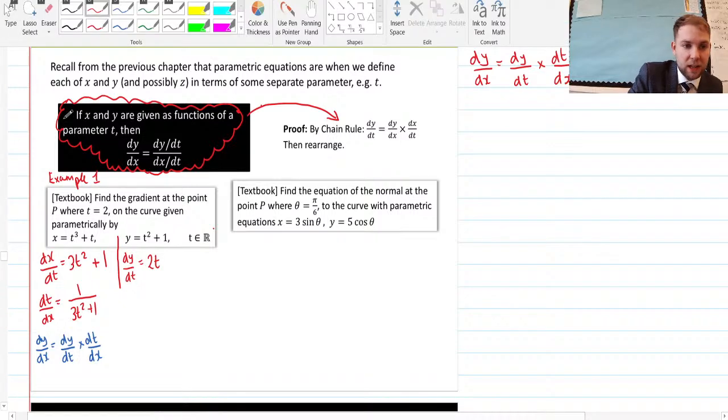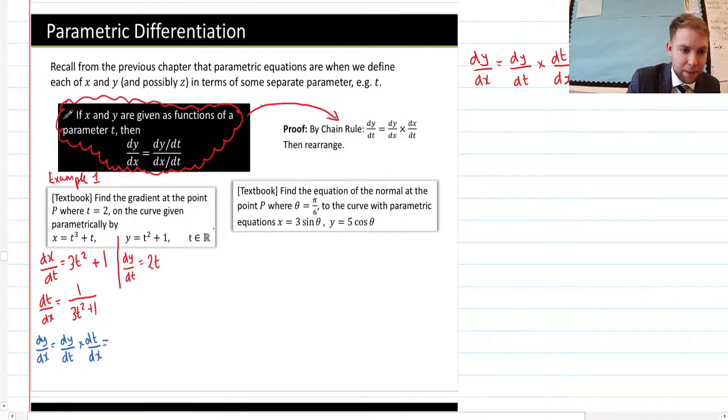So then when I'm actually doing this, dy by dt is equal to 2t times by dt by dx is that 1 over 3t squared plus 1. So in which case this leaves us with 2t over 3t squared plus 1. Now this is our gradient of the curve in terms of t. Okay, so we want to sub in now 2 to find out what that is.